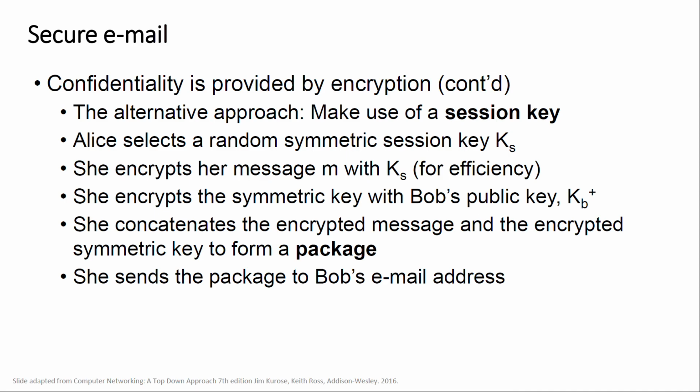She concatenates the encrypted message and the encrypted symmetric key to form a package. She sends the package to Bob's email address. So what we have is the encrypted message and also the encryption key encrypted with Bob's public key. Bob will capture this KS from this by using his private key. So once he has the AES key, then he can decrypt the message.